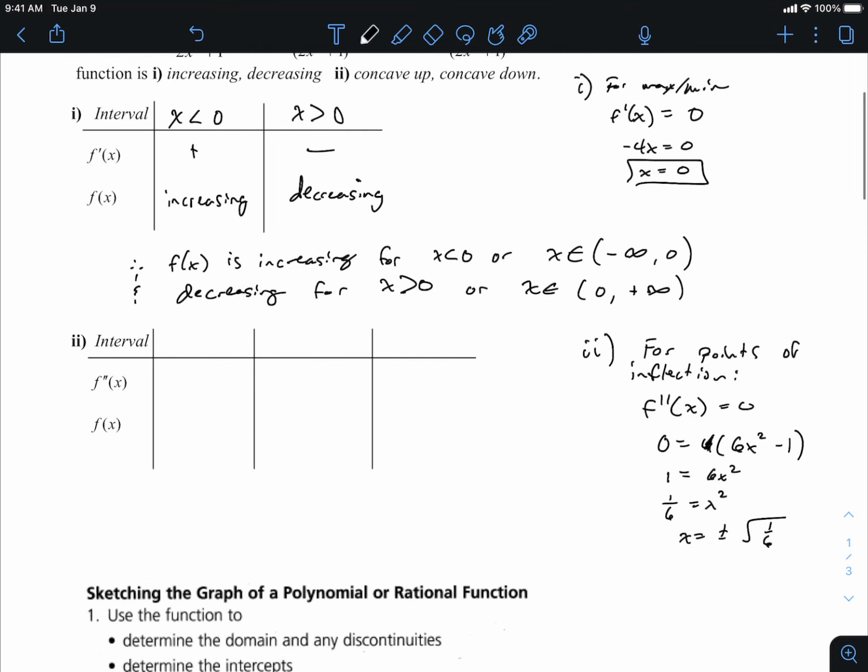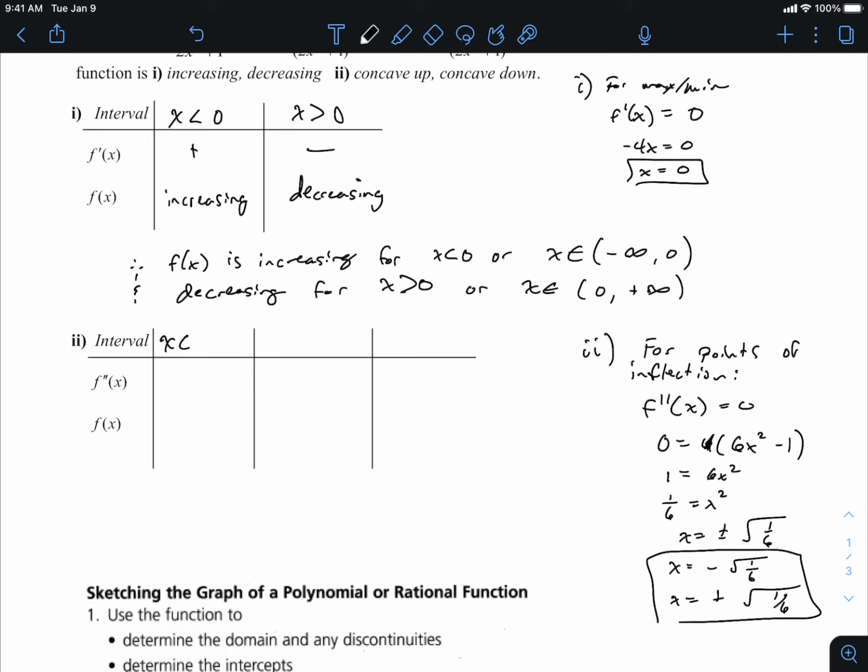So on the interval, you've got to picture what's going on here. We want all the values that are to the left of, let's say, x equals positive root 1 over 6. There are 2 inflection points, so we want to look at all the values to the left of the negative inflection point. So we can say x is less than negative the root of 1 over 6.